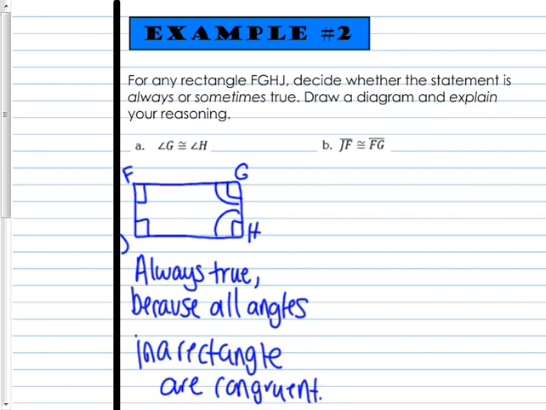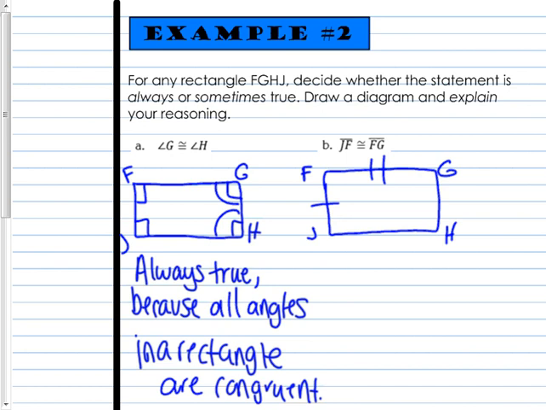So we're going to do the same thing again. Draw your rectangle and name it. I'm going to put F, G, H, J. And it said JF is congruent to FG. Now, we know that is not always true because in a rectangle, the opposite sides are congruent, okay? That's the property of a parallelogram, that opposite sides are congruent. And in a rectangle, we know that it does not have all four sides congruent.